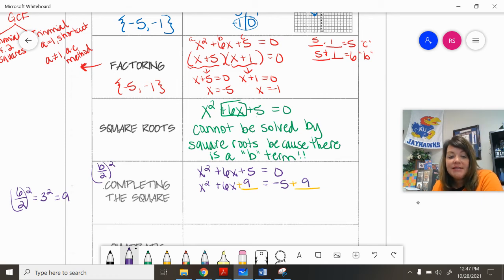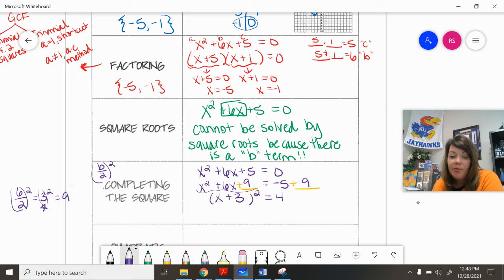And now my next step is to factor this perfect square trinomial. It factors into x something and then x something, and that's the same thing squared. And remember, this number right here is always going to be what you get right before you square it, okay? What you're going to get right before you square it. So this is x plus 3 squared equals -5 plus 9 is 4.